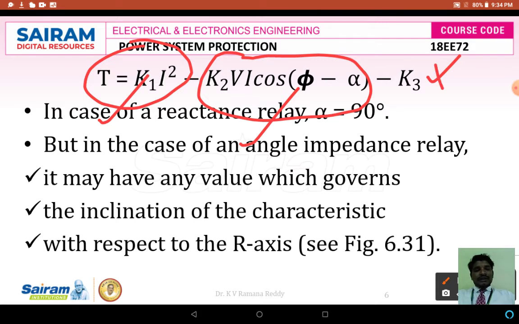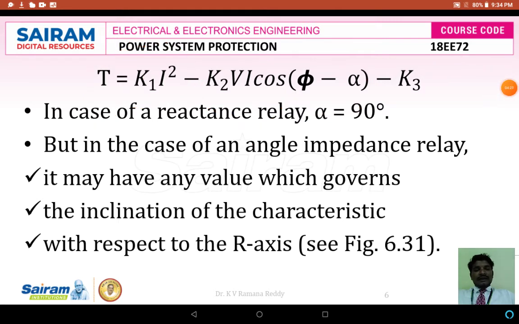And the constant K3 here is used due to the spring effect, or we can take the K3 value as 0 by neglecting the small spring constant. In the case of a reactance relay, we know that alpha is equal to 90 degrees, because the maximum phase angle difference between voltage and current we can take as 90 degrees. If the phase angle between voltage and current is 90 degrees, there is no flow of current and the overall power becomes 0.